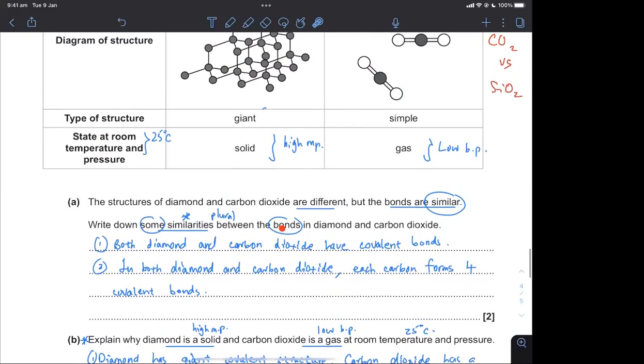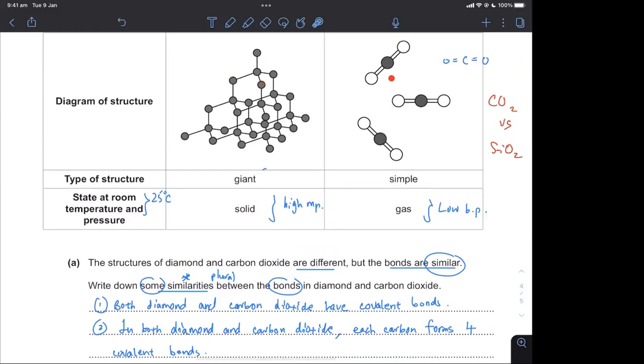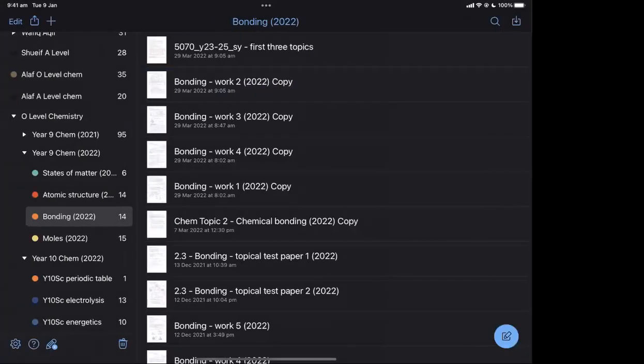Now, people don't understand this question. So what is the same? Covalent, covalent. The carbon forms 4 covalent bonds. You see, some questions are trying to be easy, but people are trying to be difficult. So read the question and try to understand the question. Similarities is plural, and there are 2 marks, and there are 4 lines. You need 2 points for those 2 marks. It comes down to exam skills there.